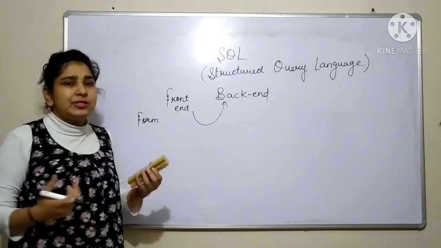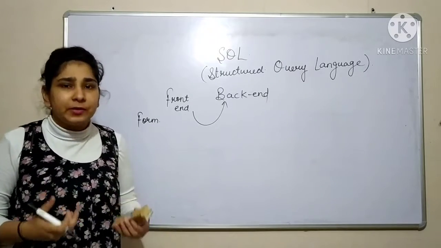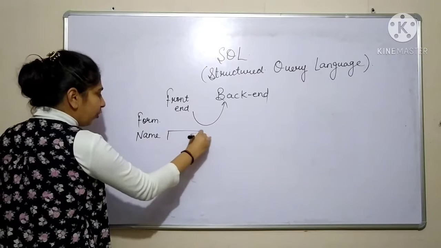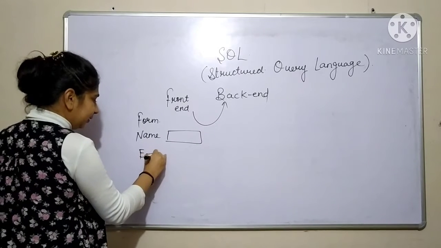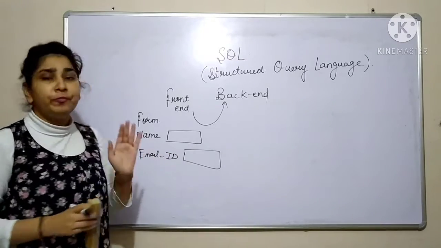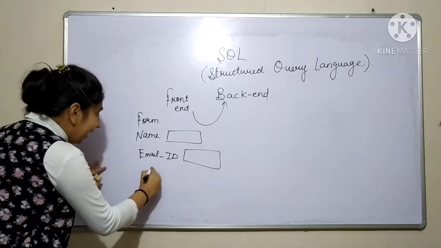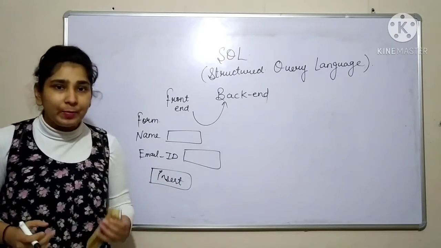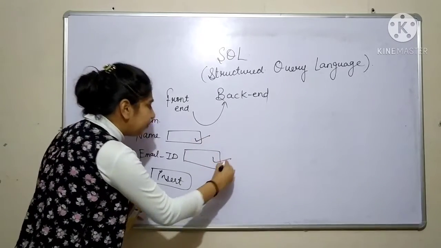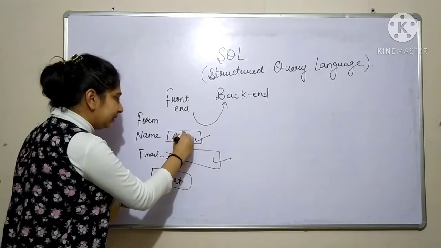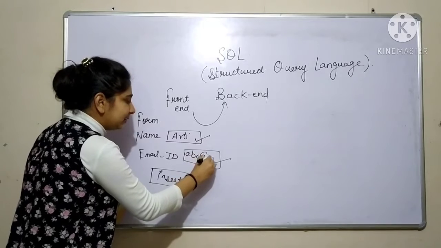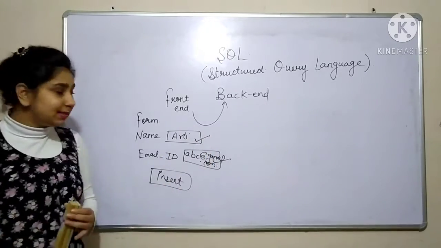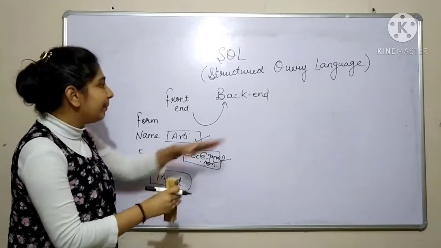I made it using HTML, and I used JavaScript to make this form. Let's suppose I have two fields in this form, name and email ID. My requirement is that whatever name and email ID I enter in these fields, like abc@gmail.com, I want to save into the backend.